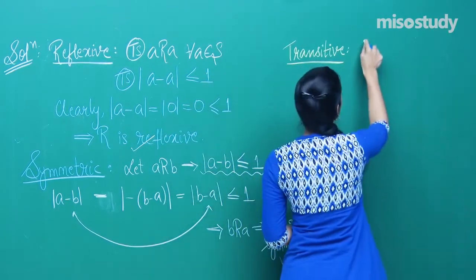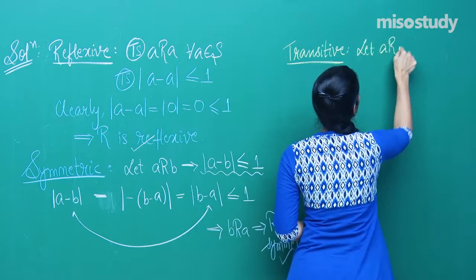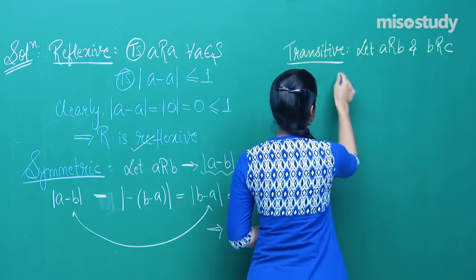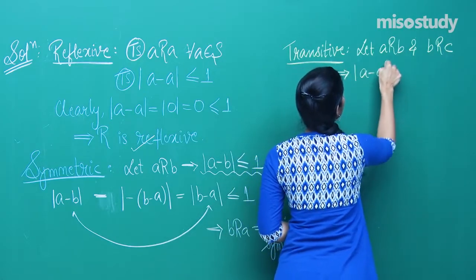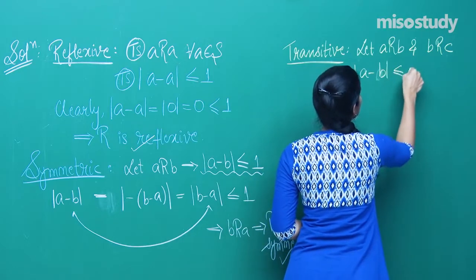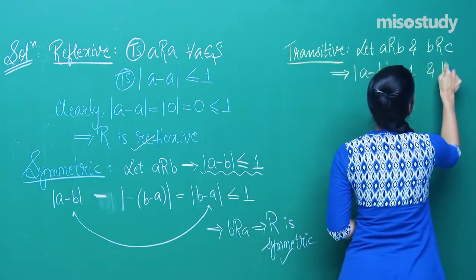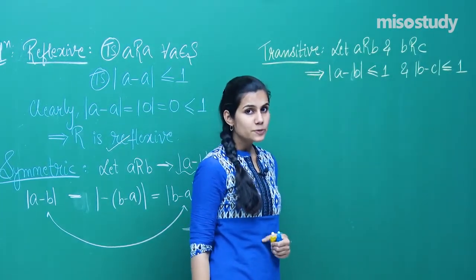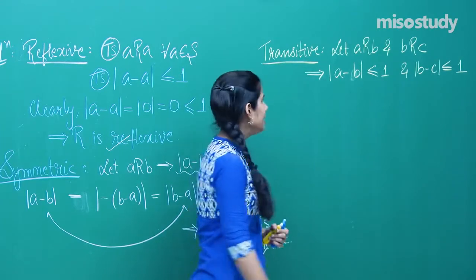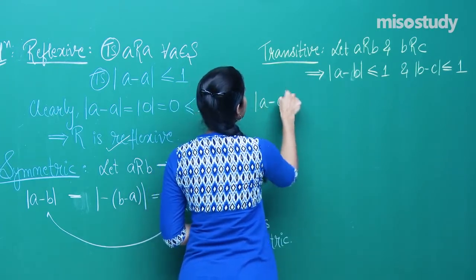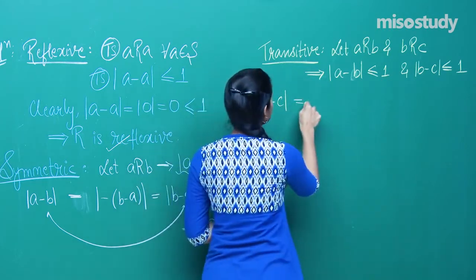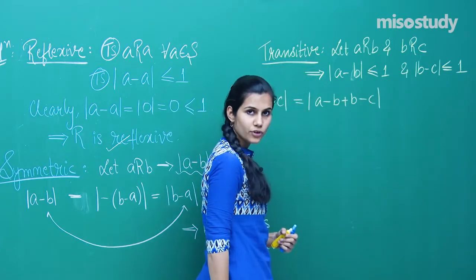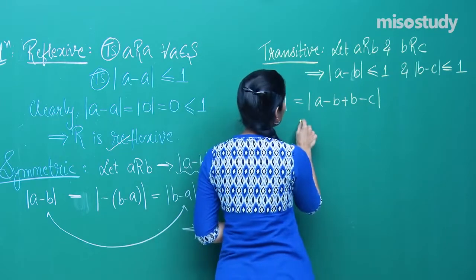Let A be related to B and B be related to C. This implies distance between A and B is less than equal to 1 and distance between B and C is less than equal to 1. Does this imply distance between A and C is also less than equal to 1? Let's check it out. Consider distance between A and C. This expression can be written as A minus B plus B minus C, right? Add and subtract B.